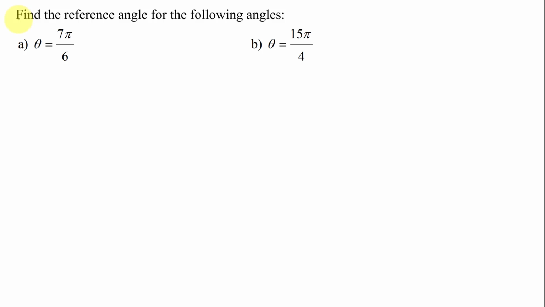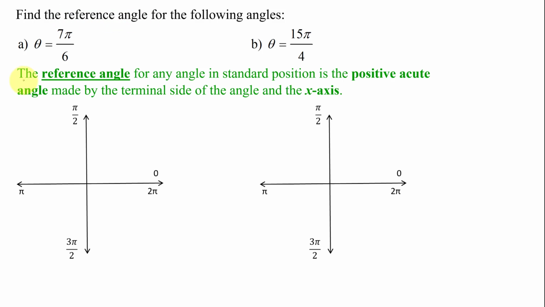In this example, I need to find the reference angle for the following two angles given in radian measure. Well, what do we mean by reference angle? Remember, the reference angle for any angle in standard position is the positive acute angle made by the terminal side of the angle and the x-axis.